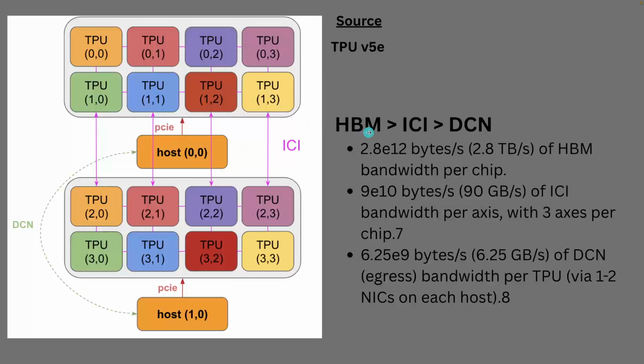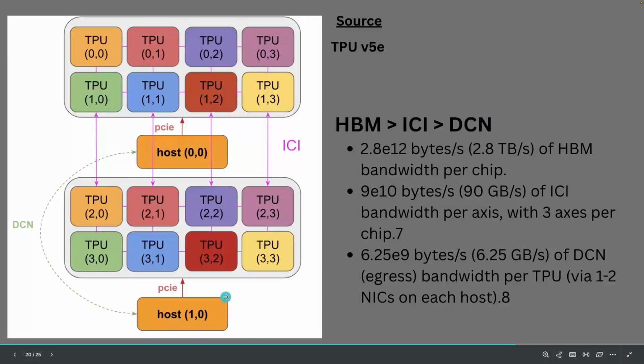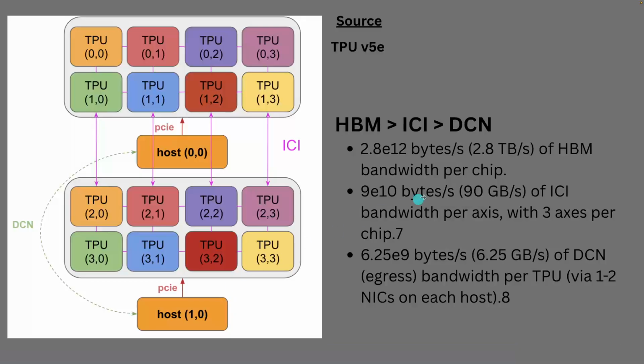If you look at the bandwidth, HBM has more bandwidth as compared to ICI, which is inter-chip connect, and DCN is host to host, which is the slowest. So we need to try to avoid DCN communication and prefer HBM, which is at the chip level, and ICI is also to transfer directly between two nodes here.